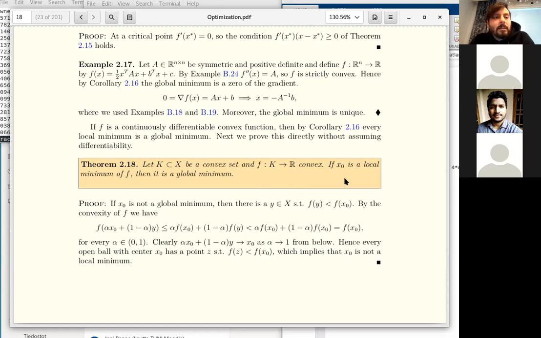Now, if we calculate its derivative, we can. It was done in example B24. If you want, you can do that, but you can also do that by hand. Verify that the second derivative is simply that matrix A. Because it's positive definite, this is strictly convex. And using this corollary, the global minimum is a 0 of the gradient, and we can just solve this by finding the negative of A inverse b.